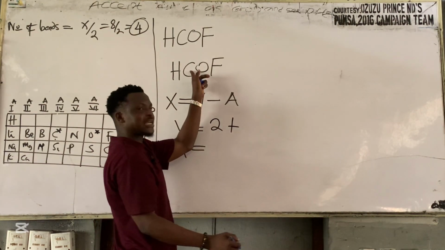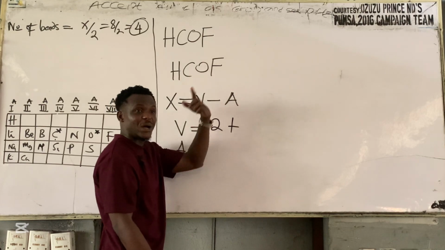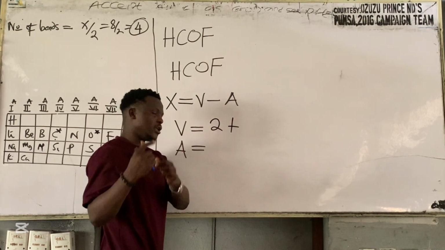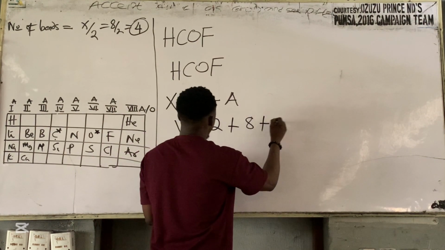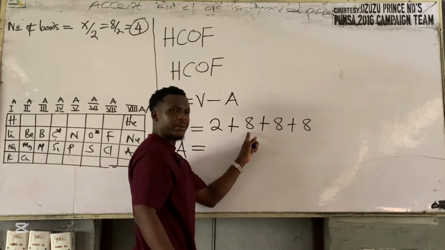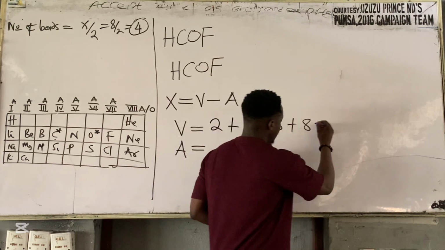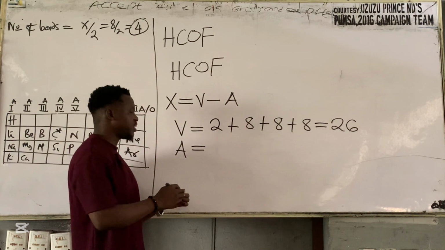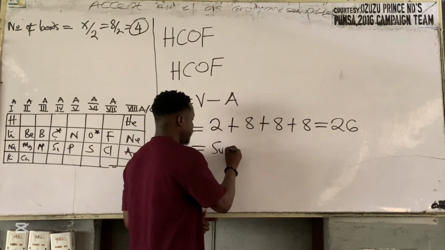Plus, for this carbon, V will be how many? 8. Because apart from hydrogen, every other element will attain what? 8. Apart from hydrogen, lithium, beryllium, and helium. So hydrogen is 2, carbon is 8, oxygen is how many? Fluorine is how many? 8 in 3 places is 24, right? Plus 6 plus 2 is how many? 26.